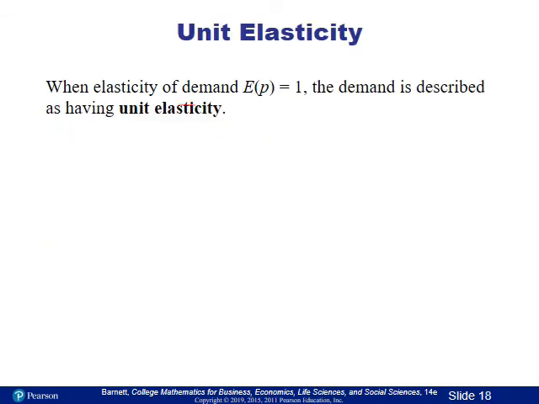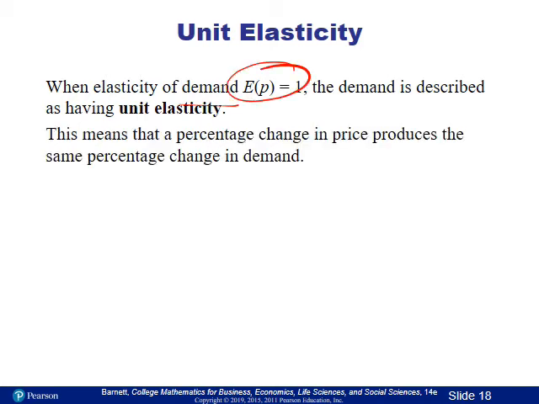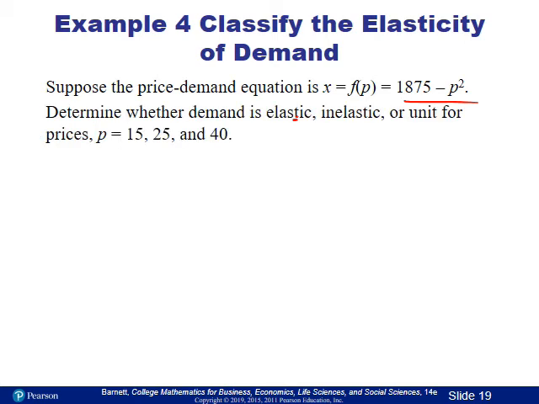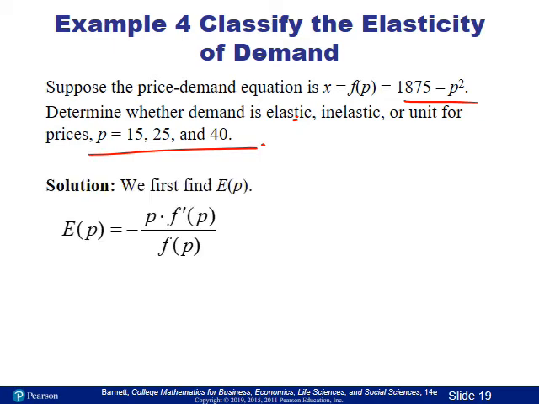And when elasticity of demand equals 1, the demand is described as having unit elasticity. This means that a percentage change in price produces the same percentage change in demand. Suppose a price demand equation is this: x equals f of p, which is 1875 minus p square. Determine whether demand is elastic, inelastic or unit when price is this. We first find E of P.